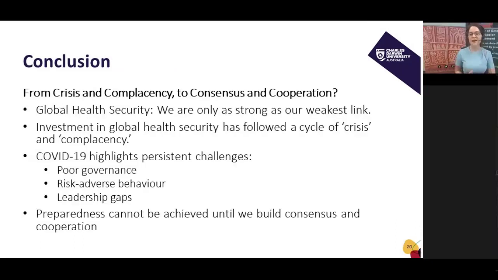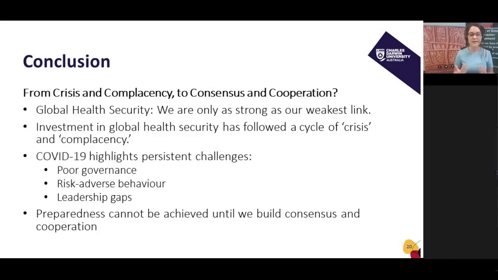So successive health crises have highlighted to us that when it comes to global health security, we can only be as strong as our weakest link. However, the data demonstrates that if we have the political will to invest in risk reduction, we can effectively respond to disease outbreaks. Now, typically, investment in the reduction of health risks has followed a cycle of crisis and complacency, meaning that investment in reduction activities spikes when there's an infectious disease outbreak, and funding diminishes once the immediate health risks have passed. Now, success in health preparedness rests upon countries' abilities to identify gaps, develop plans, and finance them.